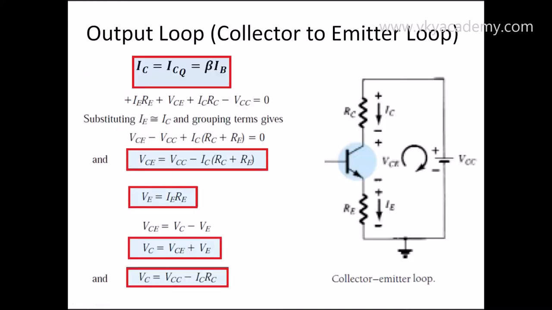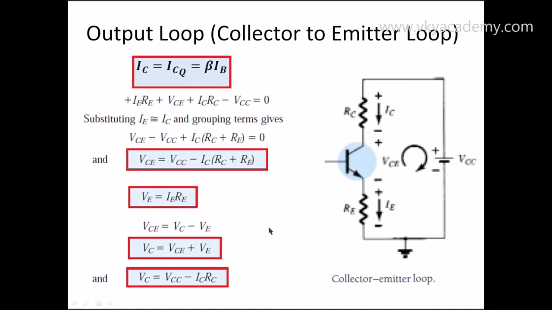Now let us apply KVL in the output loop, or collector-to-emitter loop. Before that, we can calculate the IC current, which is the operating point of IC, that is equal to beta into IB. Now after application of the KVL, the loop equation will be plus IE RE plus VCE plus IC RC minus VCC. So this is the KVL loop. Now we can substitute IE as IC. After that, the equation will be VCE minus VCC plus IC (RC plus RE). VCE will be equal to VCC minus IC (RC plus RE).